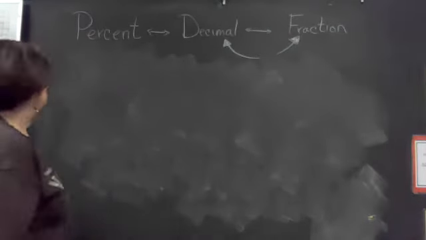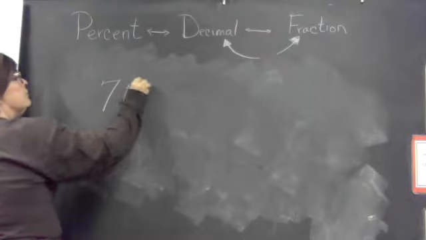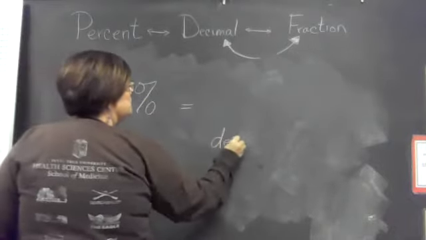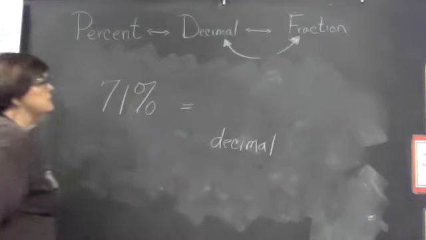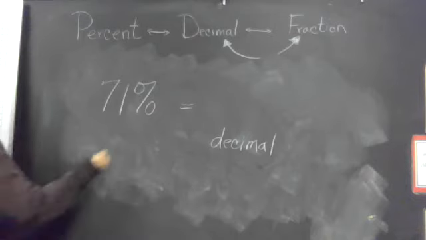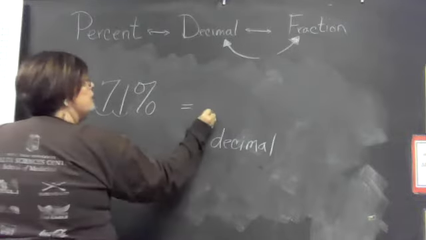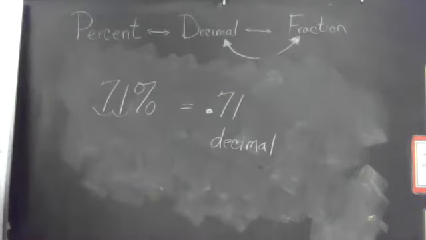Okay. Now, what if I have 71% and I want a decimal? You move two places in front of the 7. Yes, it's backwards, right? We're just going to go backwards. It's normally here, we're going to go here. So our decimal equivalent is .71.